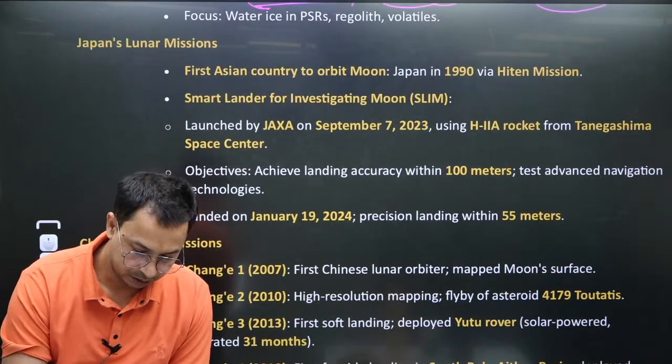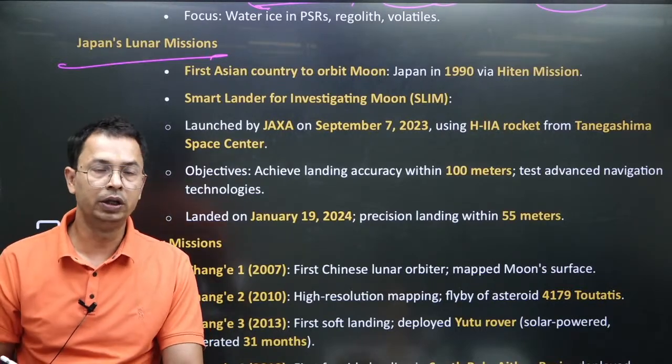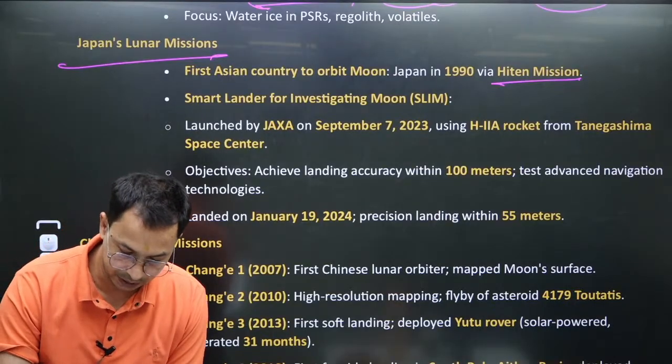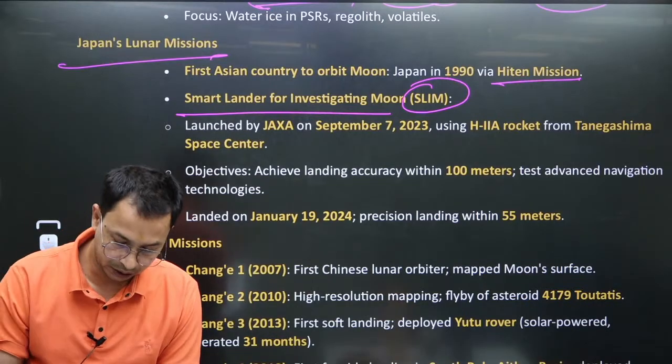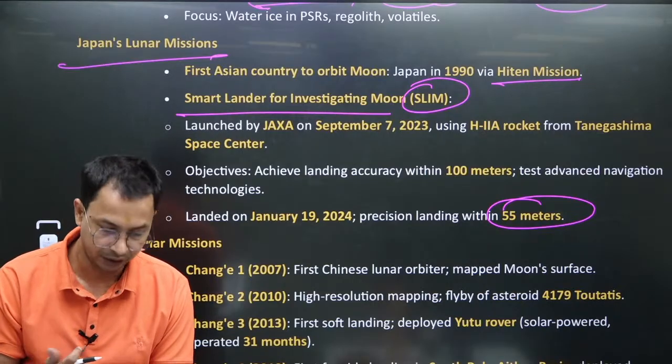Then the Japan lunar mission. Japan was the first Asian country to orbit the moon, in the 1990s, and its mission was the Hiten mission. Then recently Japan sent the SLIM mission, the Smart Lander for Investigating Moon. It was one of the most precise landings, within 55 meters.